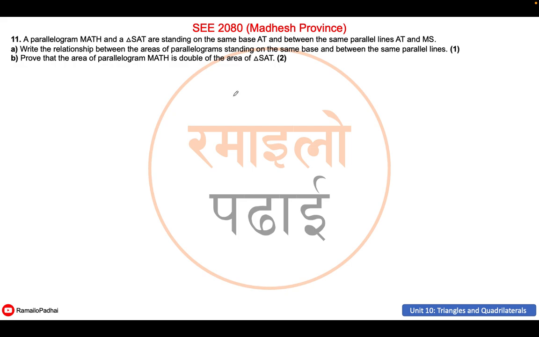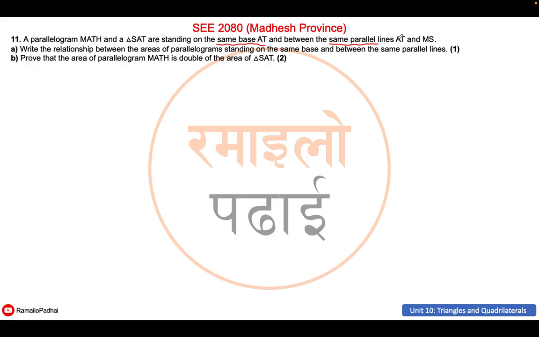Today we are going to solve a question from Unit 10 Triangles and Quadrilaterals that was asked in year 2080 at Madhesh province. The question says that a parallelogram MATH and a triangle SAT are standing on the same base AT and between the same parallel lines AT and MS. So we first need to construct a diagram or figure where triangle SAT and parallelogram MATH are standing on the same base AT and same parallel lines AT and MS.